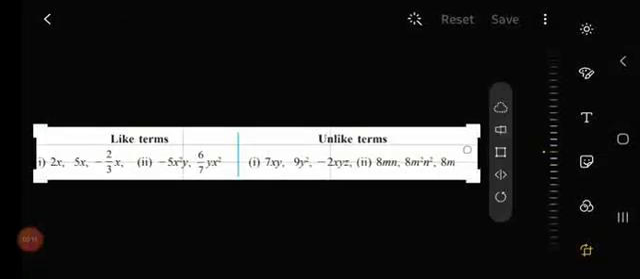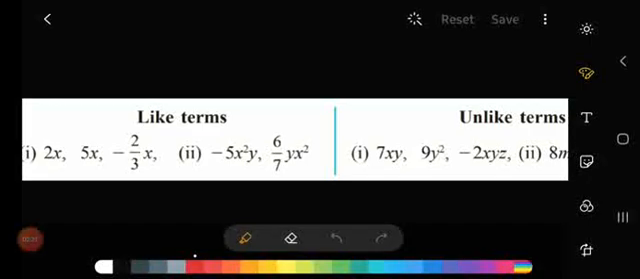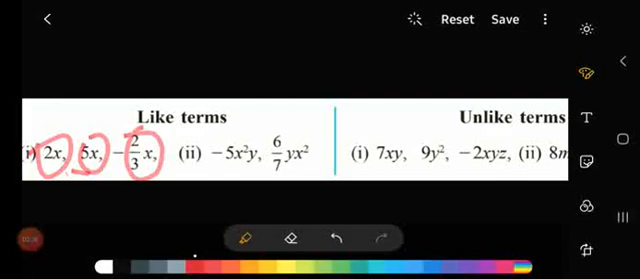Now what is meant by like terms? Like terms are those terms which have the same variable with the same index. For example, in the first example, here is x, here is also x and here is also x. What is the index of this? Index means the power. Here the power of x is 1, here the power of x is 1 and here also the power of x is 1. Means these are like terms. The condition is that the variables should be the same and the powers of that variable should be the same. Then only they are said to be like terms.